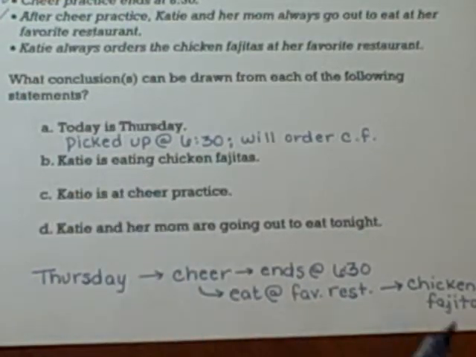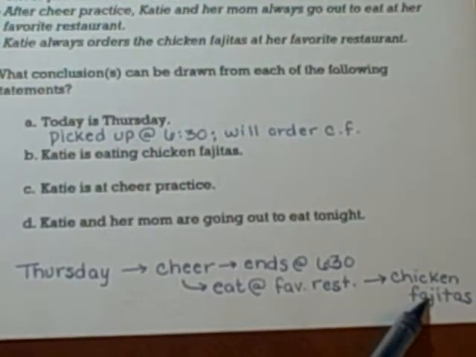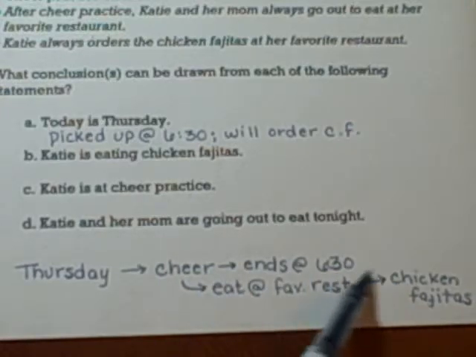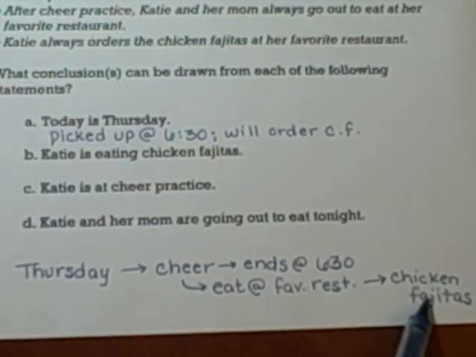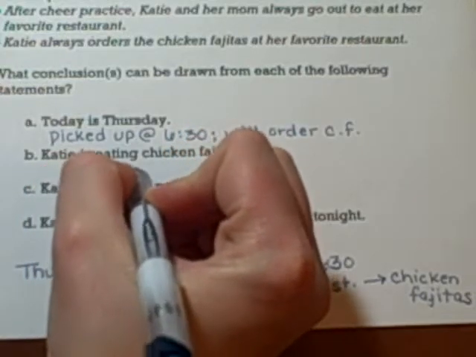Okay, if we know Katie is eating chicken fajitas, that means we're standing down here at chicken fajitas. Can we move backwards along this path? The answer to that is no, because we don't know anything about working in the opposite direction. None of these are biconditional statements, which means we can't move along them in both directions. If she's eating chicken fajitas, she might be eating chicken fajitas at home on a Tuesday night. So we can't make any conclusions from here. There's no place to go. So here I would say no conclusion.